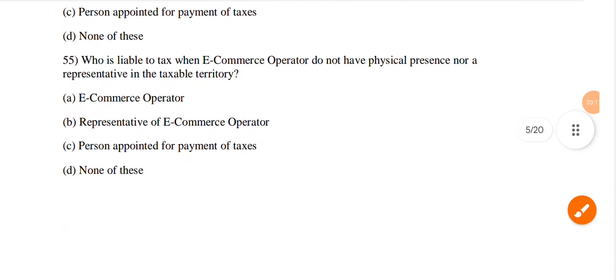Next question. Who is liable to tax when e-commerce operator does not have a physical presence, nor a representative in the taxable territories? Option A, e-commerce operator. B, representative of e-commerce operator. C, person appointed for payment of taxes. And D, none of this. The correct option is C.